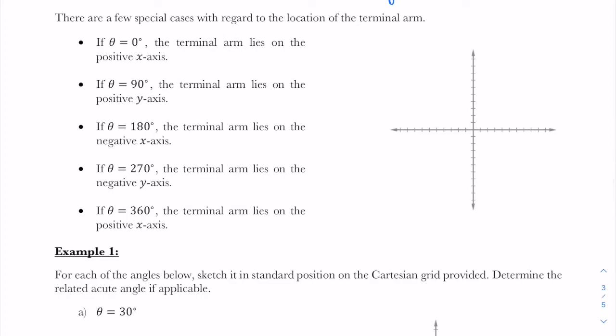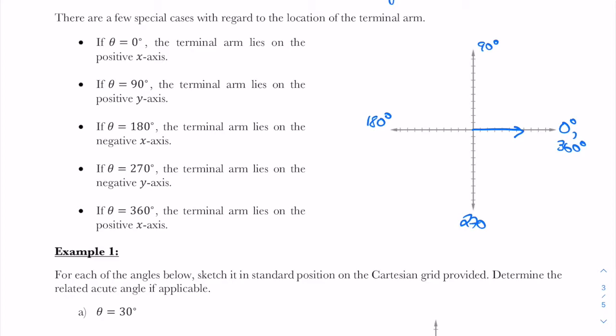Let's look at a few special cases now. To begin, let's label the picture to the right. So we start with 0 degrees here, and then going counterclockwise, we have 90 at the top, 180 to the left, 270 at the bottom, and completing the circle, 360 as well. If theta is 0, then we haven't gone anywhere, so our terminal arm lies on the positive x-axis. In this case, the terminal arm would be coincident with the initial arm.